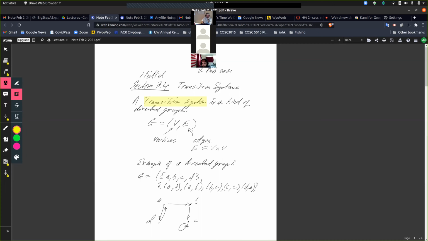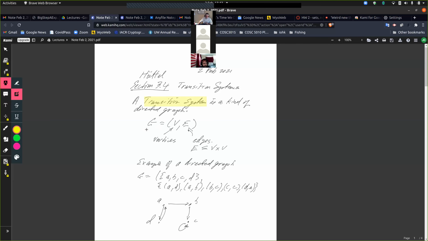So a transition system is a kind of directed graph, and I assume you probably saw this in 3020 or 2030. If you haven't seen this kind of presentation of a graph before, raise your hand. It's anonymous, I won't look who you are. I think almost everyone should have, but maybe you haven't.